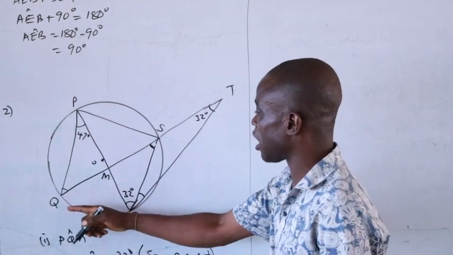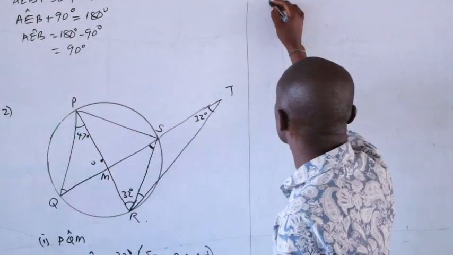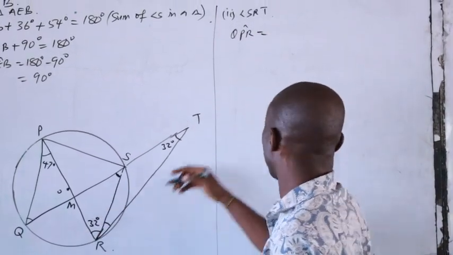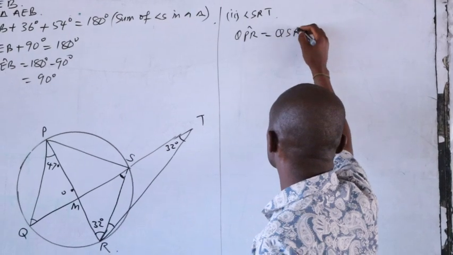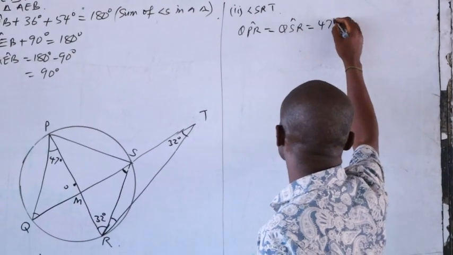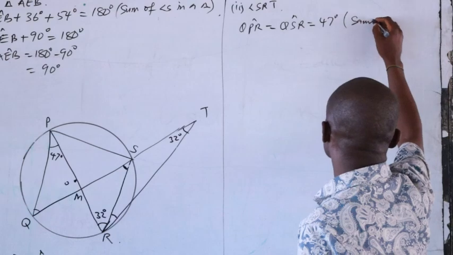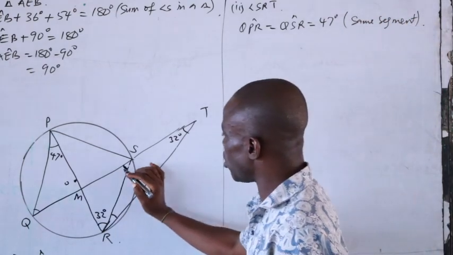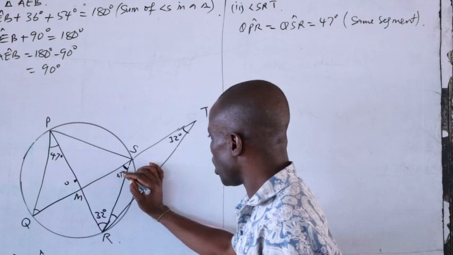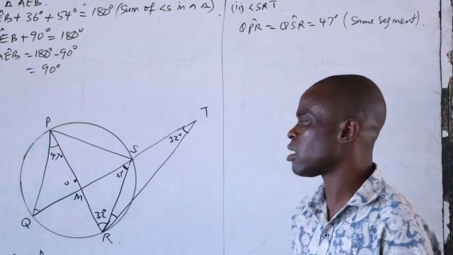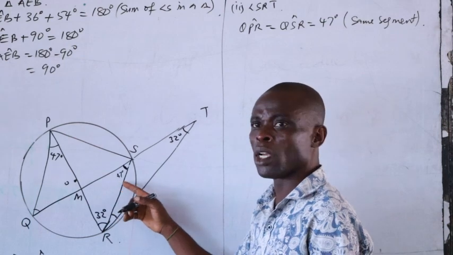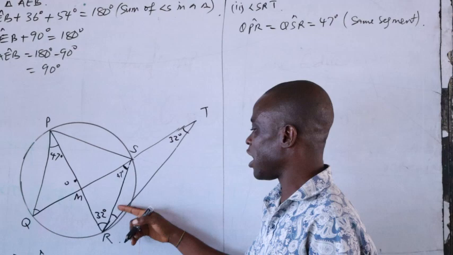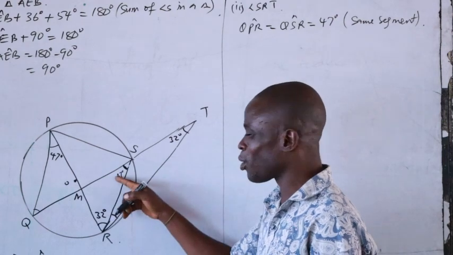Let me now label this as QPR. QPR is equal to QSR, which is equal to 47. Reason: angles in the same segment. So if this angle is 47, there is one theorem which states that the exterior angle of a triangle is equal to the sum of its opposite interior angles. The addition of these two angles is equal to 47.